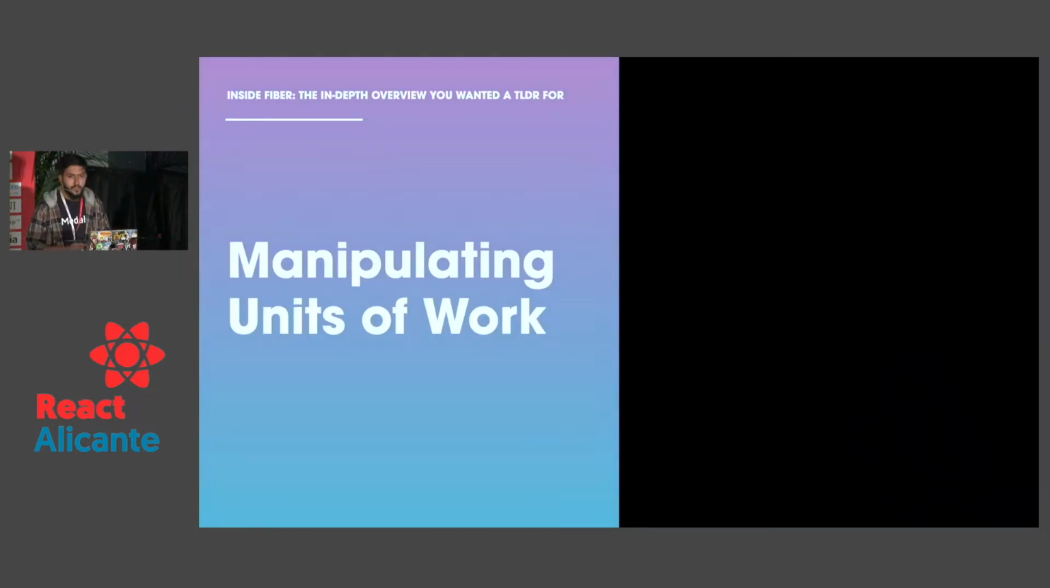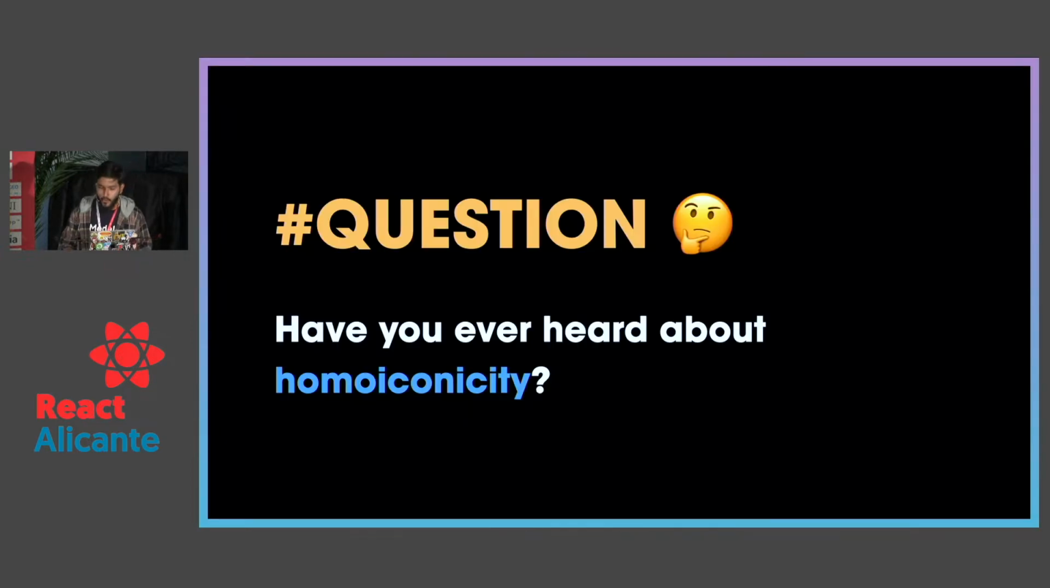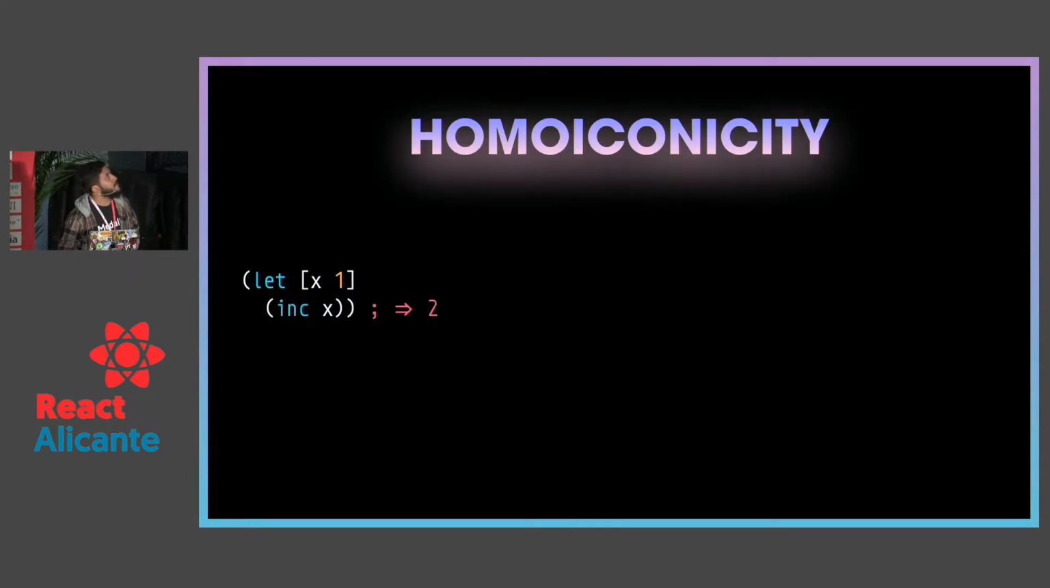Okay, now that we know that they are units of work and that we can visualize them, we can also start manipulating them. So for this, we're going to have another exercise. But before, who here has heard of this weird word, homogeneity? Okay, a few. So for this, I have an example in Clojure. It might sound like a weird language, but don't worry. This code is actually quite simple.